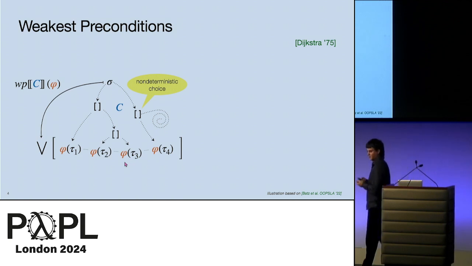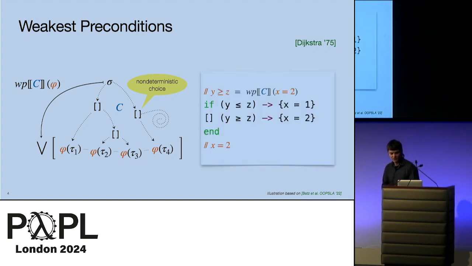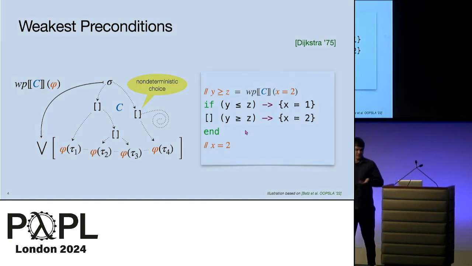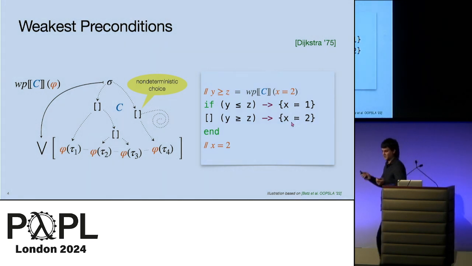Note that this is an angelic interpretation of non-deterministic choice, which is a bit different from the standard, which would be demonic. Here's a simple example. Here we have a program where, if y is at most z, then we can set x to 1. And if y is at least z, then we can set x to 2. Note that there's some non-determinism if y is exactly equal to z. And the weakest precondition of the postcondition x equals 2 is that y is at least z, because in this case, we can simply take the second branch and set x to 2.